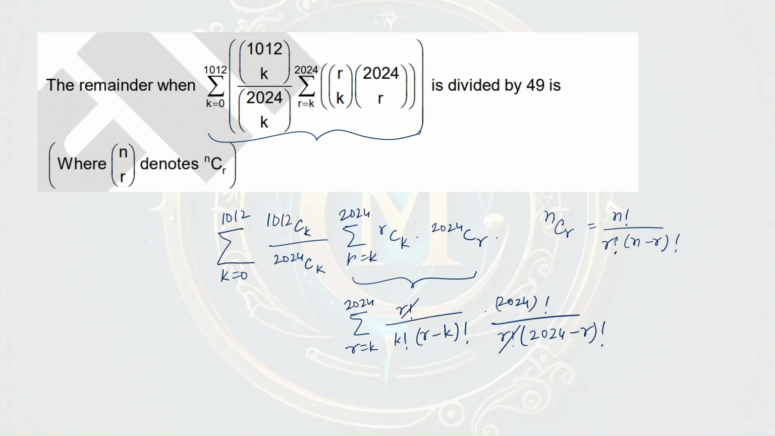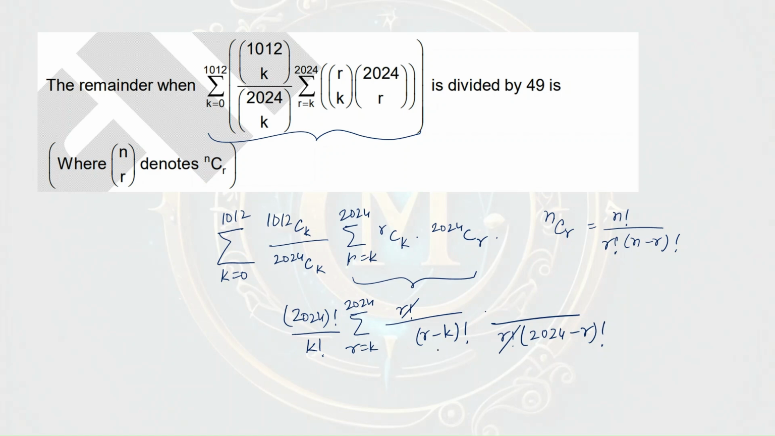Now these two will get cancelled by each other, and here we see that this term and this term can be taken out of the summation because they are not variable here. Here the only variable is r, so we can take these two terms outside. So if we take these two outside, we get 2024 factorial divided by k factorial.